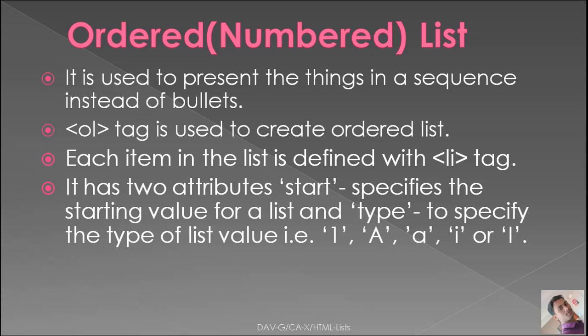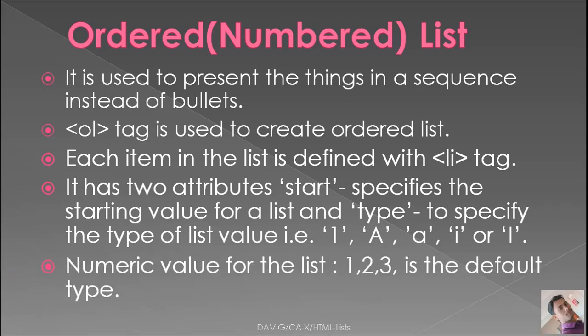It can be numeric 1, alphabet in upper case, capital A, capital B, capital C, or in lower case, small a, small b, small c, in Roman numerals I, II, or in uppercase Roman letters. The numeric value for the list, 1, 2, 3, is the default type. If we are not mentioning any type, it will come with 1, 2, 3 as the counting values.